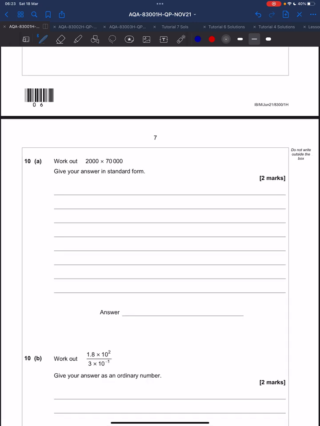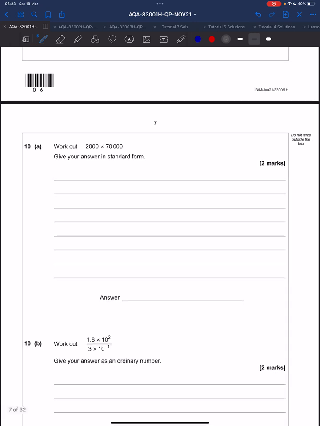Number 10. Work out 2,000 times 70,000. Well, the way that I would do this, I would do 2 times 7 is 14. And then we've got 1, 2, 3, 4, 5, 6, 7 zeros to go in there. And it's going to be 1.4. Right, standard form, it's a number between 1 and 10, which in my case is 1.4.